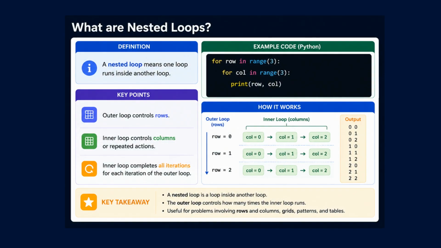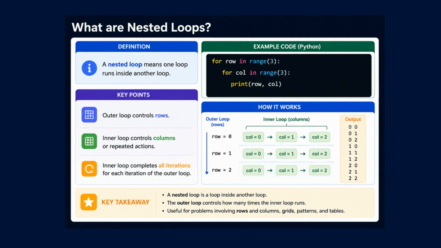In this lesson, we will understand nested loops. A nested loop means one loop runs inside another loop. Let's look at the example code. For row in range(3): for col in range(3): print(row, col).